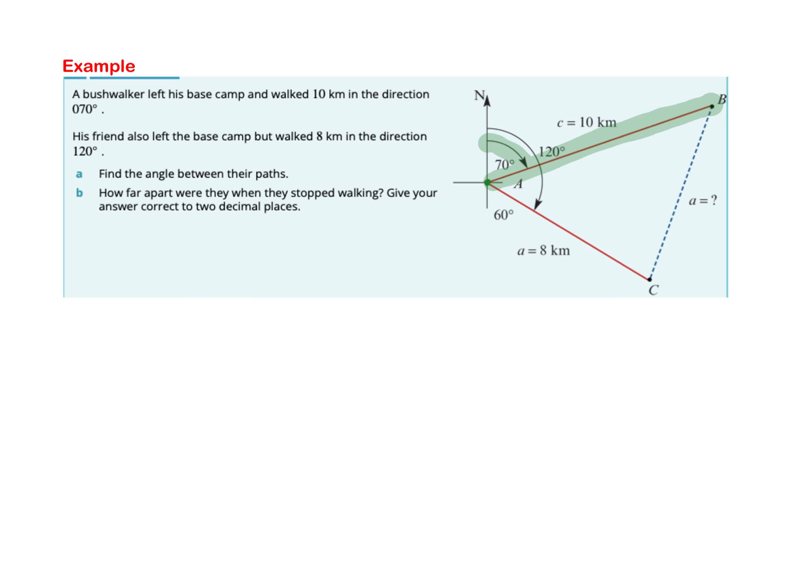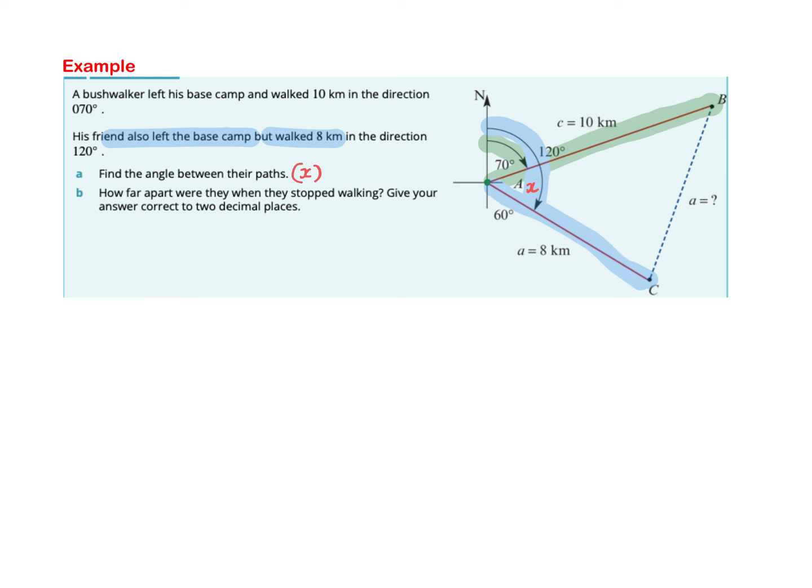His friend also left the base camp and walked in a direction of 120. So here's the friend walking out for 8 kilometres, and his angle is 120 there. Find the angle between their paths. So what they mean there, if I call that x, that's this angle in between their paths.